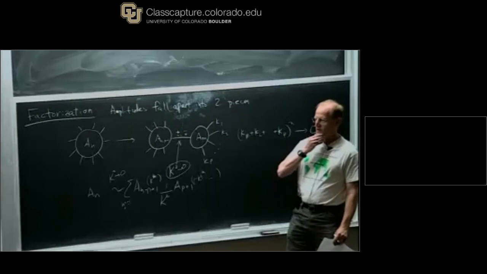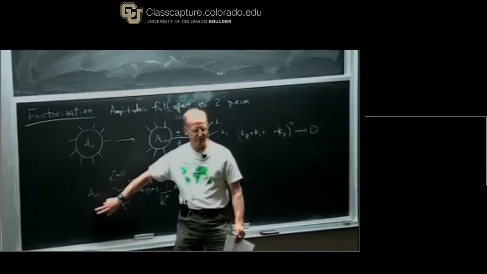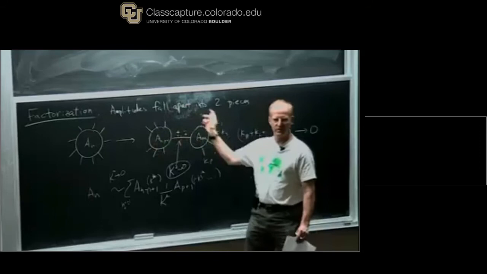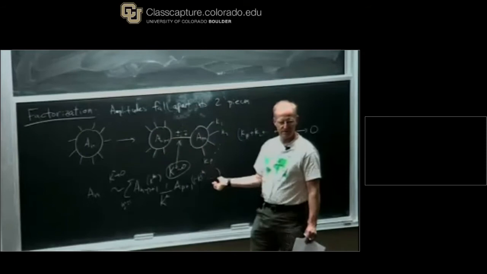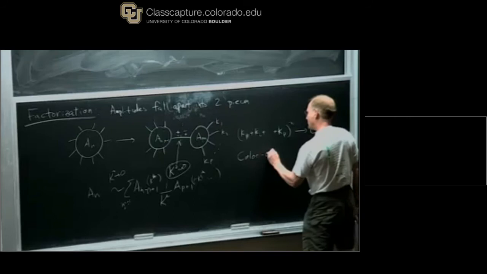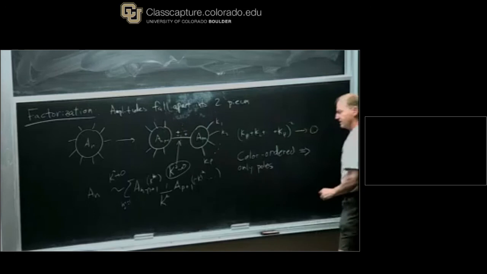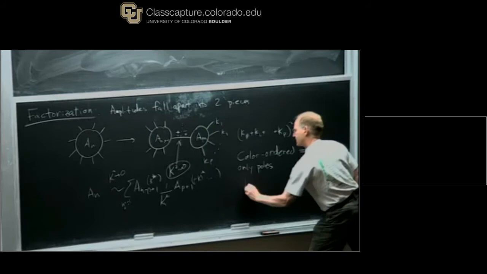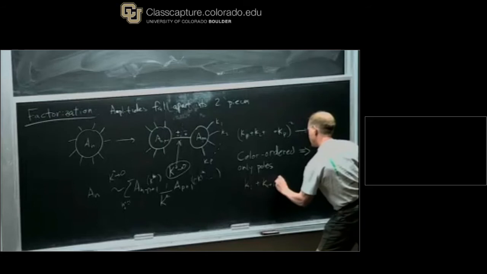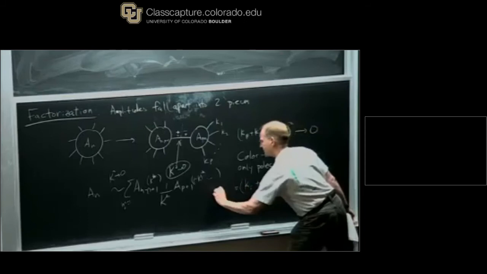Okay, so we talked about color ordering, we talked about factorization. Factorization controls where the poles are in these amplitudes. If I have a color-ordered amplitude so that all of these guys are cyclically ordered, then I have a much more limited set of poles that I can have. So if it's color-ordered, then we only get poles in sums of cyclically adjacent momenta. So for example, starting at k_i, k_{i+1}, up to k_j. We'll usually write this as s_{i,i+1,...,j} or something.